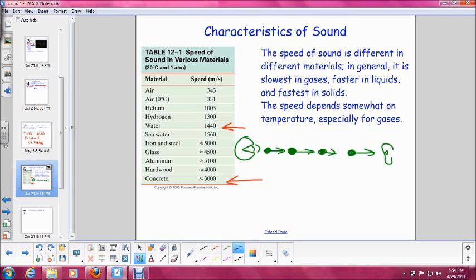In air, our molecules are really far apart, right? This is what air is like. In a liquid, the molecules are much closer together. So the contact between these molecules moving back and forth will be much faster. And in a solid, the molecules are pretty much touching each other. They're right up against each other. So you can think of this as the molecules not having to travel very far before they bump into another one. And that's why sound travels so much faster in a solid object than in air.